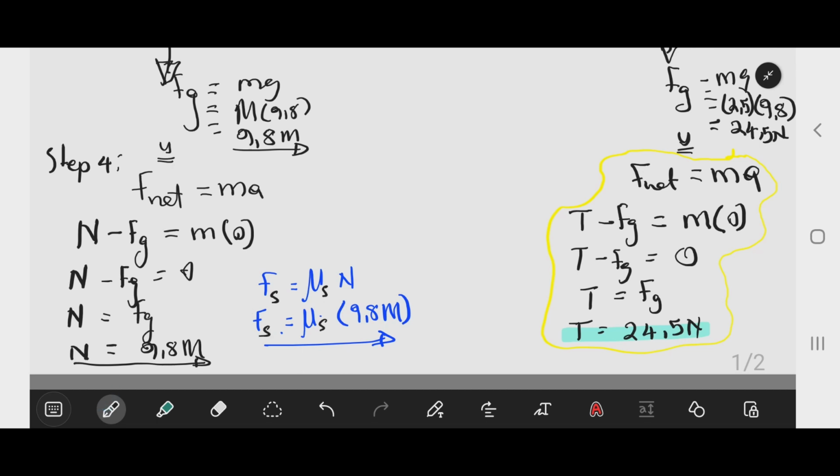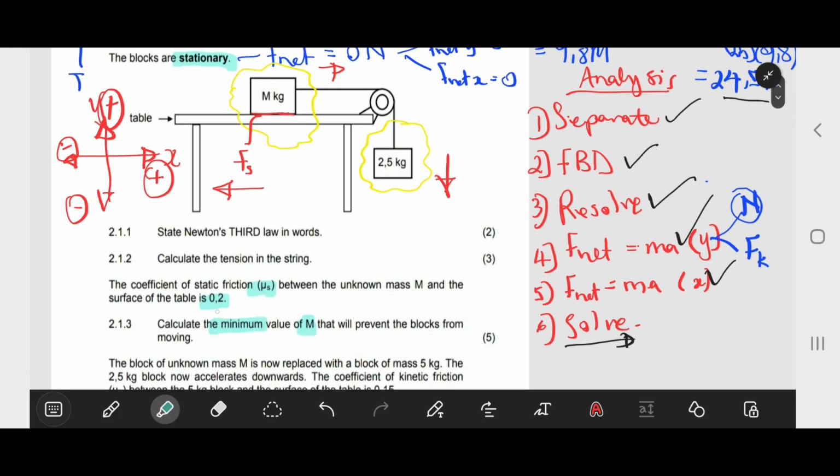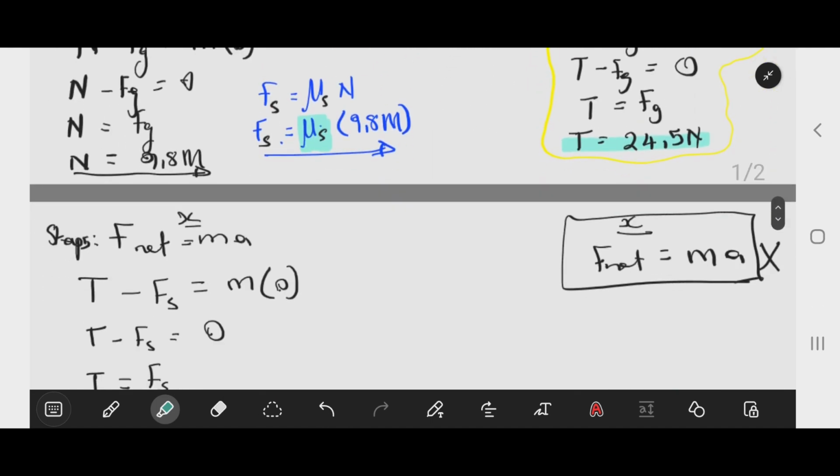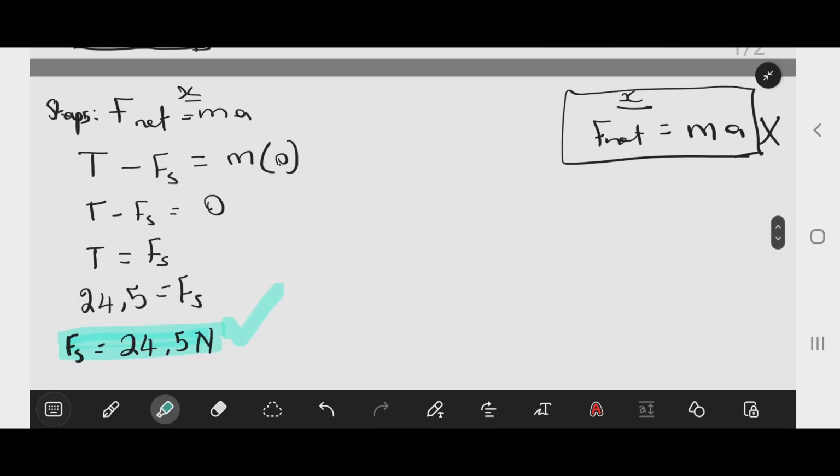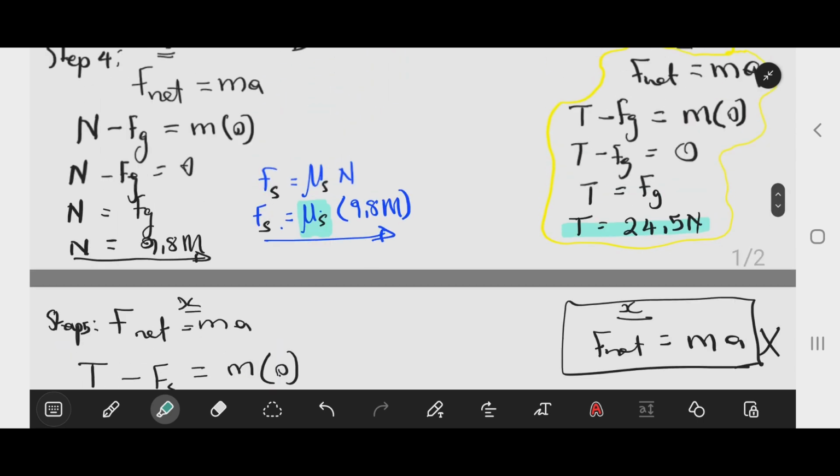So now in this question they gave us the coefficient of static friction, and they are saying it's 0.2. And remember, from FNet in the x-axis we have found what static friction is. Static friction is 24.5. We have this value 24.5, and now they are giving us the coefficient. So now we can just substitute whatever we are given from the question and whatever we have calculated in this equation, and then we solve for mass m.